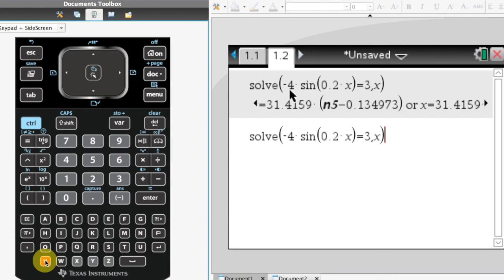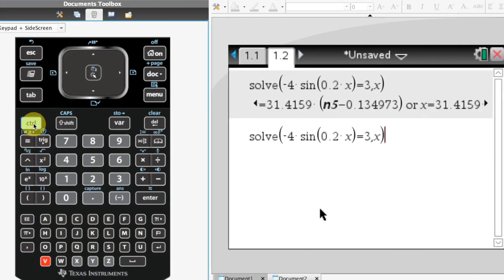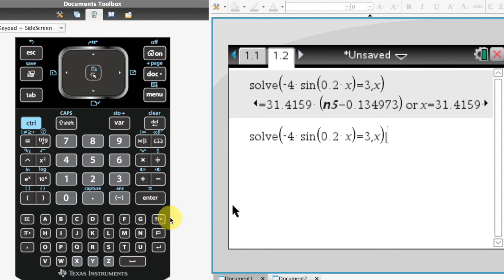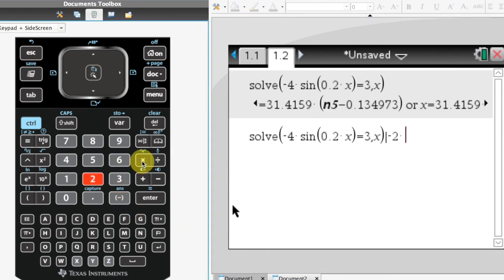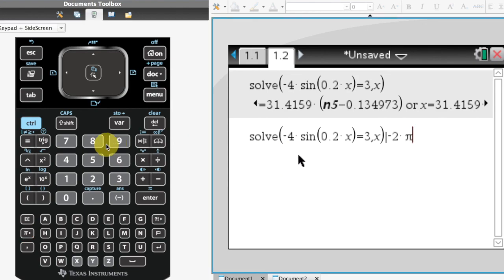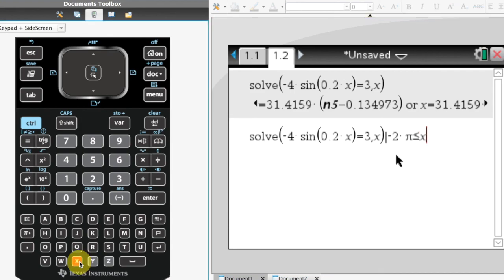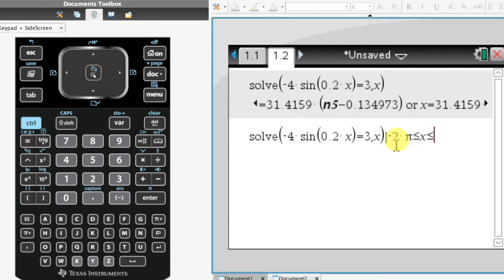And now I'm going to put the restriction. And in the question, it's between -2 pi and 0. So just back in here, I'm going to go Control and use the given that symbol. So given that, we've got -2 times pi. We use the pi button. X is greater than that, so I just need to go Control equals and use the greater than. So x is greater than that. X is less than. So we're going from -2 pi to 0.